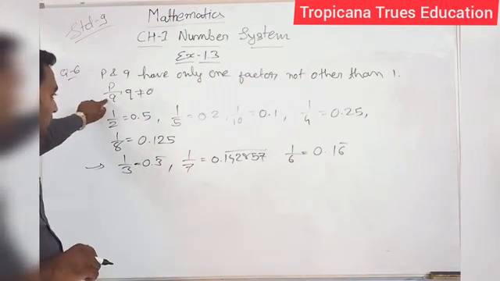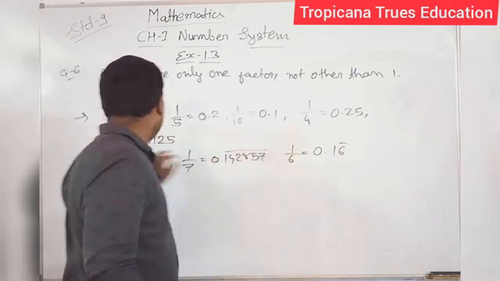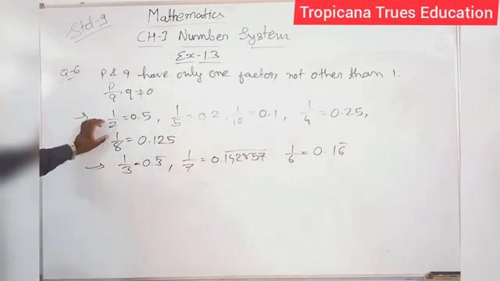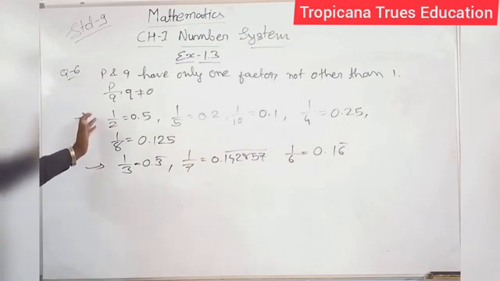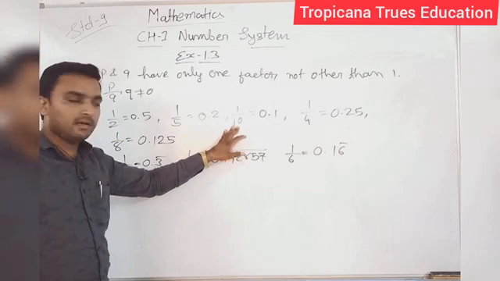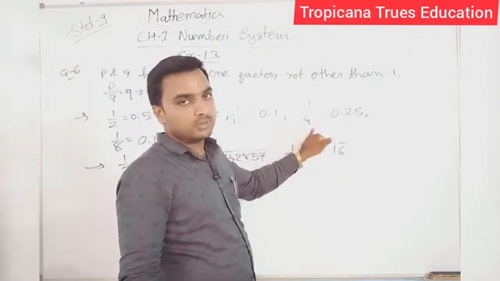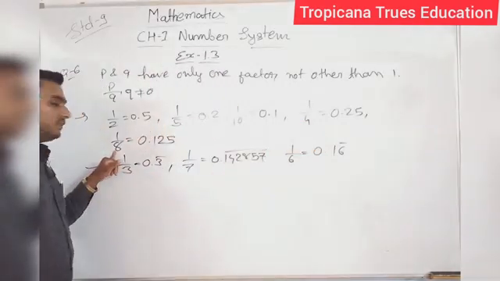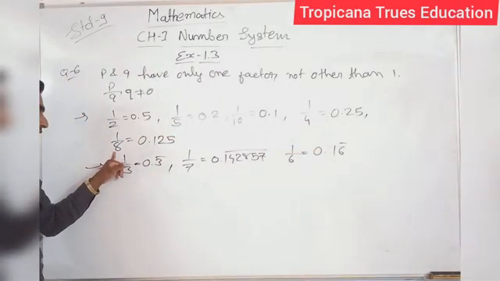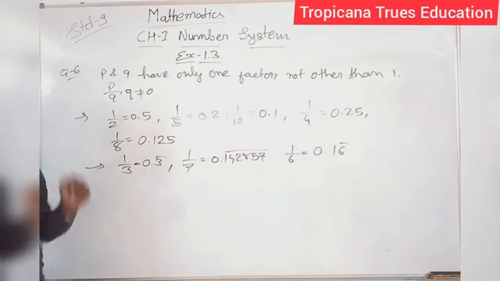Here the Q values taken are 2, 5, 10, 4, 8. If you find the factors of 2, we know that 2 times 1 is 2. Here 5 times 1 is 5. Here 5 times 2 is 10, so 5 and 2 are also factors of 10. Here 2 times 2 is 4, so 2 is the factor of this one. And here 8, so 2 times 2 times 2 is your factor. Now we know that 3 times 1 is 3, so there is no factor of 2 or 5.